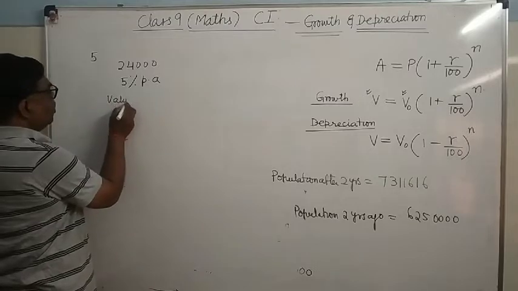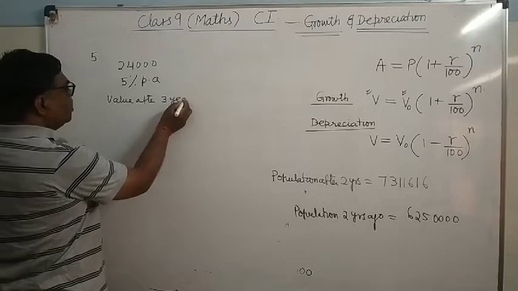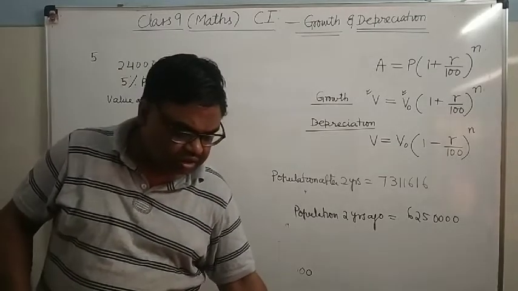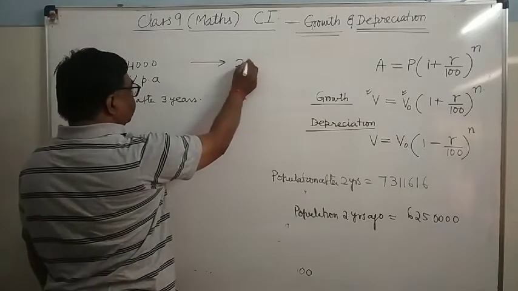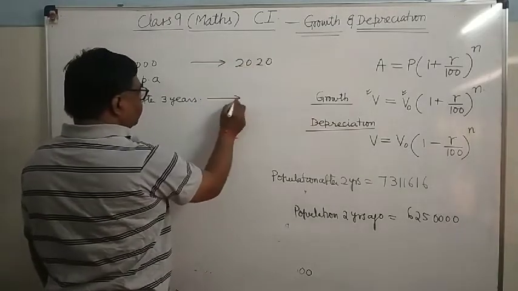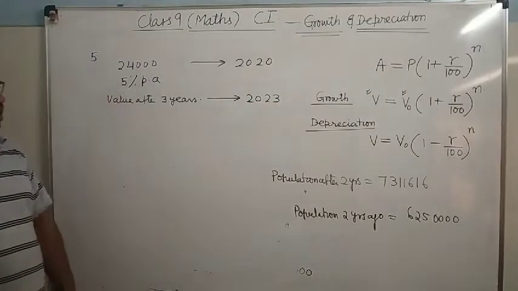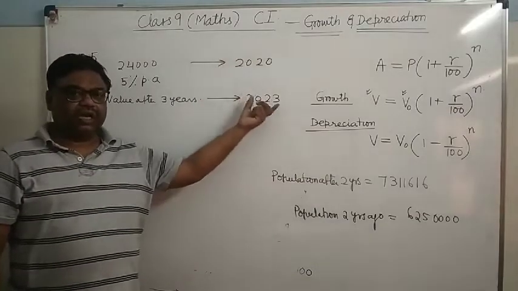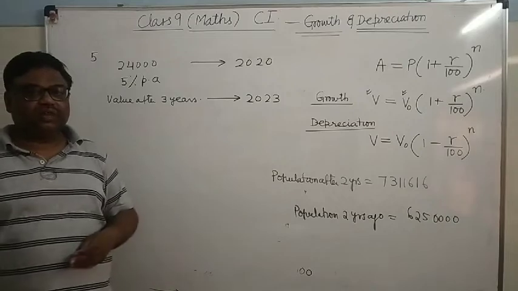Value after 3 years. It's clear? So suppose he has purchased in 2020, then it means you have to find the value of 2023. It's clear? This thing you will keep in your mind. This you will not show here in the working process, in the solution you will not show.